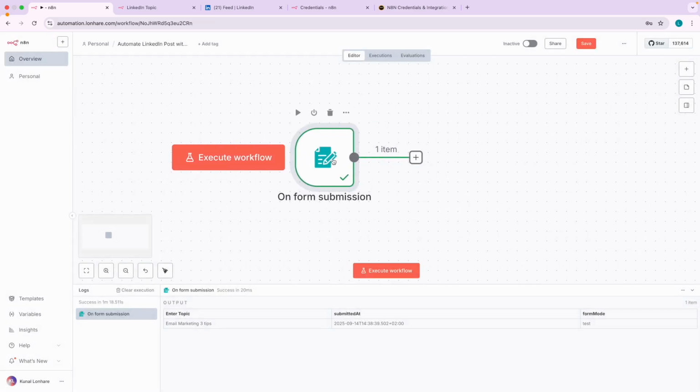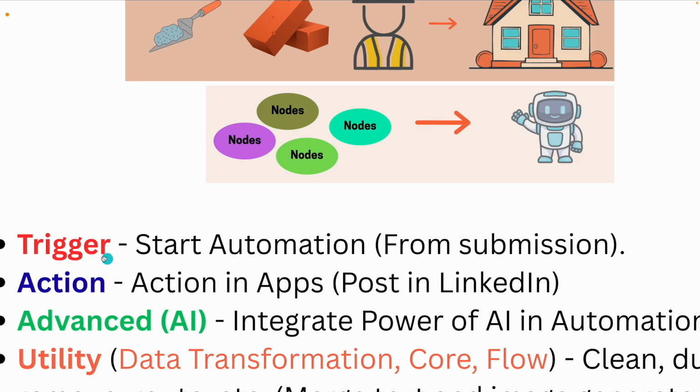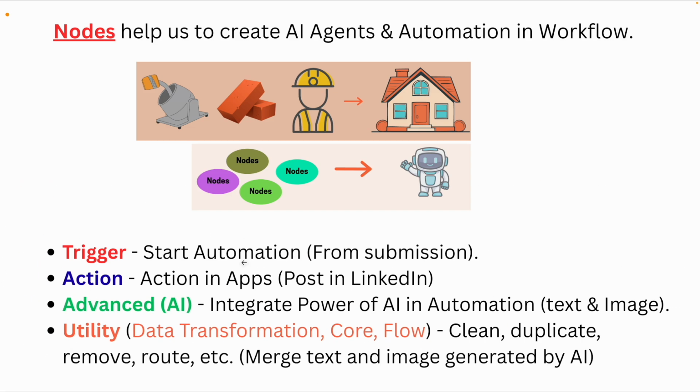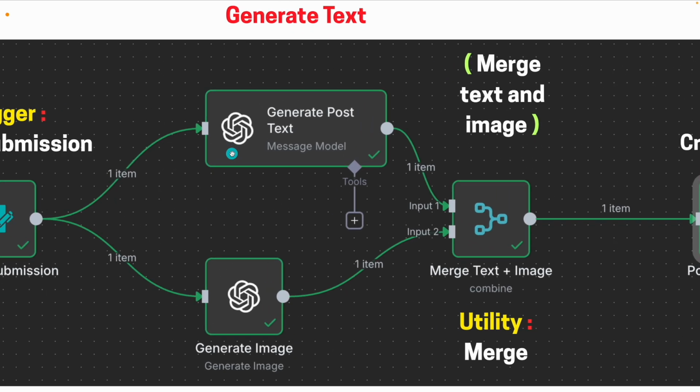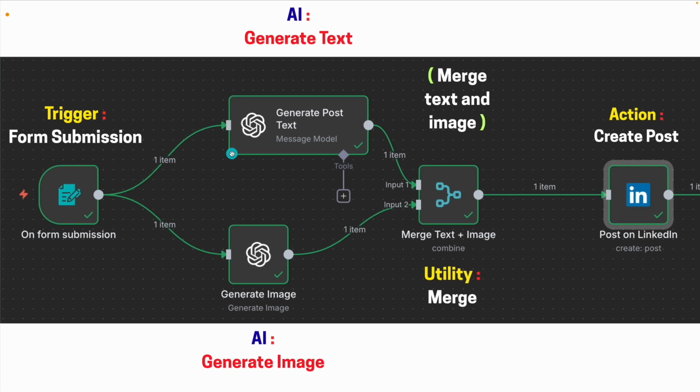Now once we have created our trigger node to start the automation, what we are going to do is take the help of AI. So first we will take the help of AI to generate our text. That is what we are going to do. So this first AI will help us to generate the text.